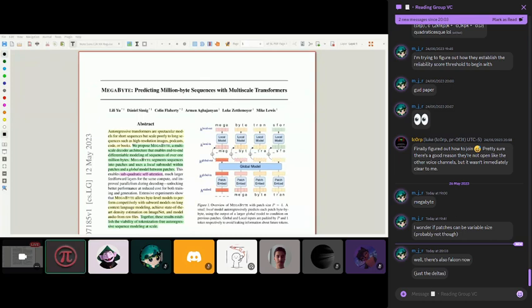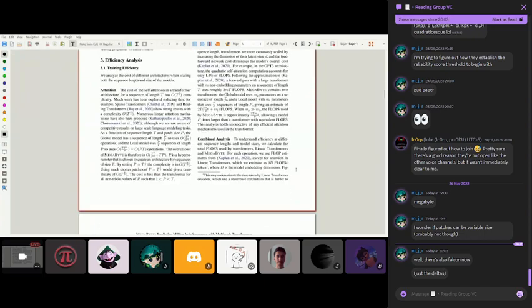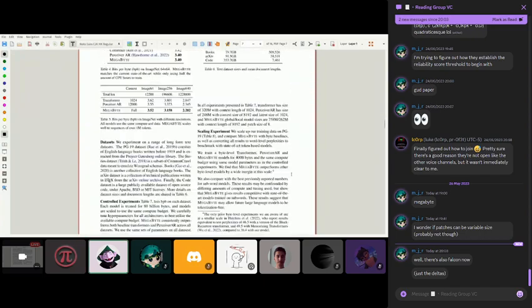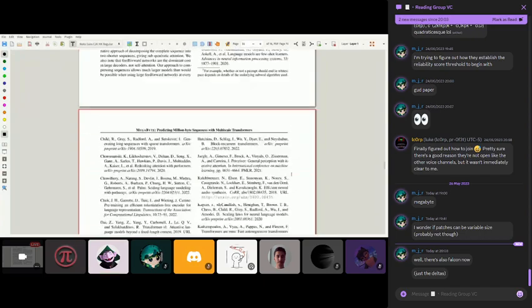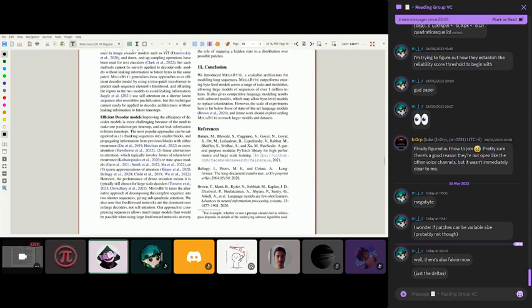Is there, as of now, any public implementation of this paper? I'm not sure. I probably doubt their code is public, but they created a mock implementation of MEGABYTE for this paper. I'm not sure if the code is.